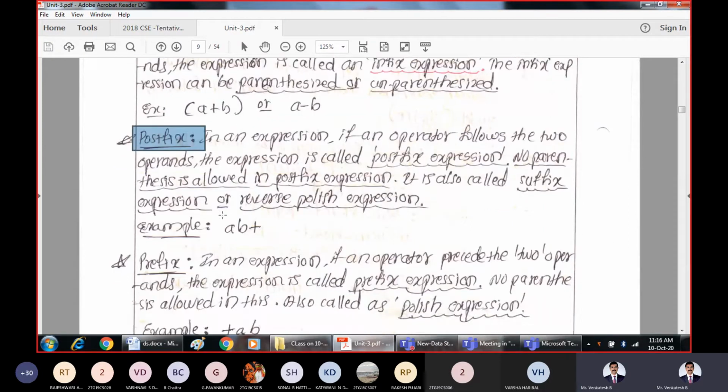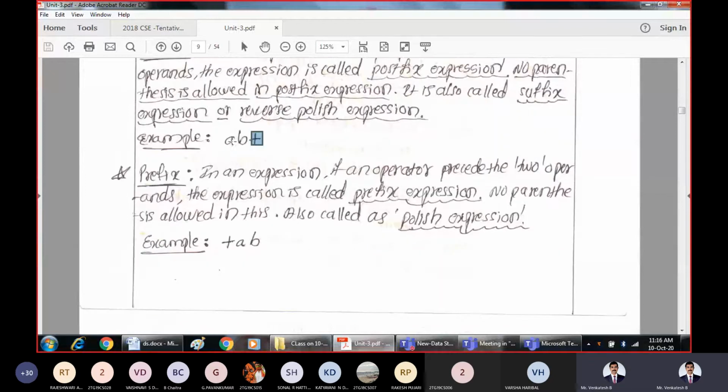Reverse Polish means first the two operands will come, then the operator will come. That is called a postfix expression. Opposite to this is prefix, which means the operator will come first and later the two operands will come. In an expression, if the operator precedes the two operands, then it is called a prefix expression.